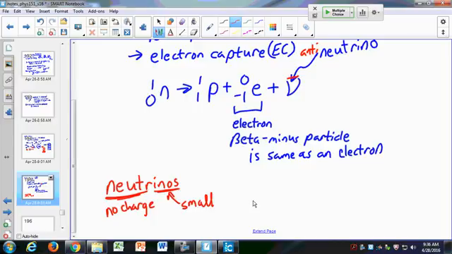Don't worry about the anti versus regular neutrinos. It has to do with the spin of the particle, which has to do with the basic properties of it. But for every neutrino, you'll also have an antineutrino. Don't sweat it though. Just know that a neutrino is a very, very small particle that has no charge at all. The neutrinos are important because they help us to account for lost energy and momentum.